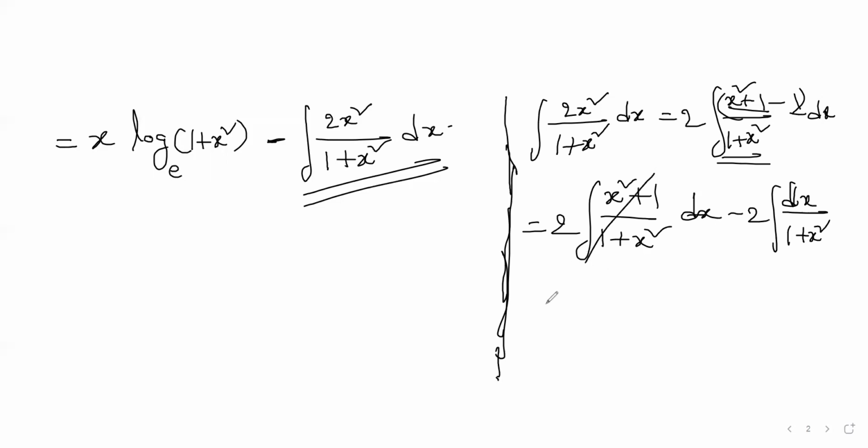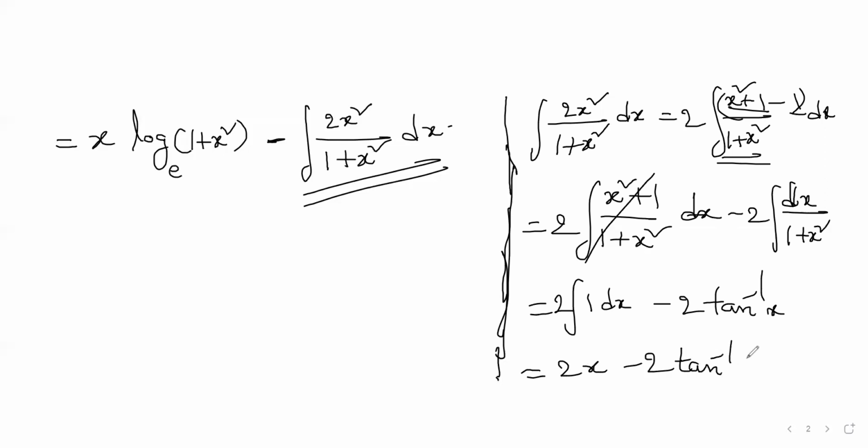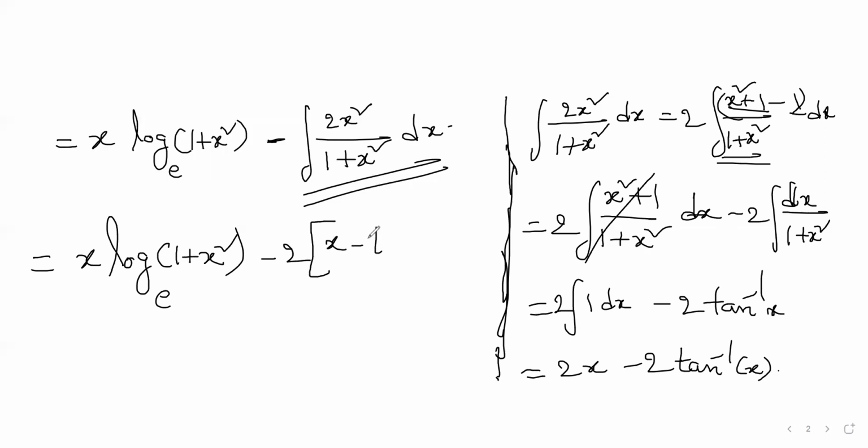Now this cancels out to give me 2 into integral 1 dx, and minus 2 into integral dx by 1 plus x square, which is tan inverse x. So that is 2x minus 2 tan inverse x, right? This one you had to put in here. That's it. So x log 1 plus x square to the base e minus 2 into x minus tan inverse x, plus constant. That's the required answer for you.